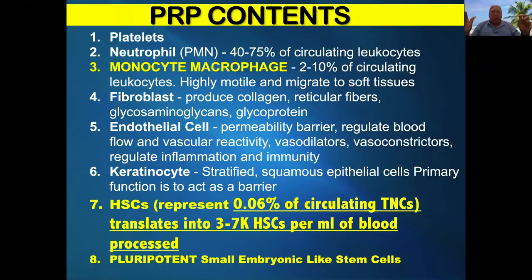Well, we know we have platelets. We know we have neutrophils. Now, we really don't have macrophages. Macrophages are more tissue specific. We have monocytes in there, and we're going to get into the very, very important aspects of monocytes. We have some fibroblasts. We have some endothelial cells. We have some HSCs, believe it or not.